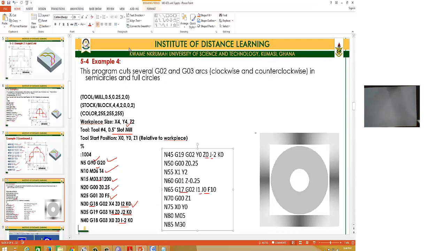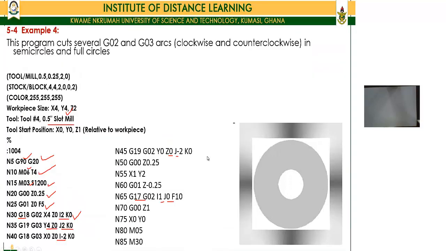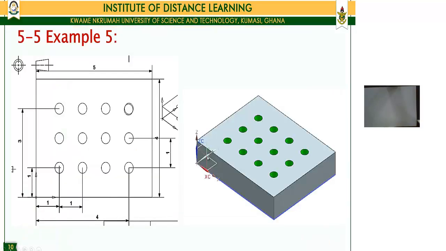We're going to look at example 5 very shortly in our next slide. So we look at example 5 very shortly. So that ends example 4. So now let's look at example 5. Now on example 5, we have to drill this set of holes.